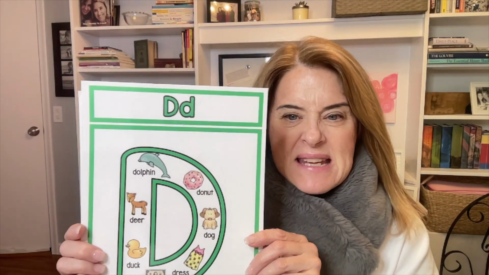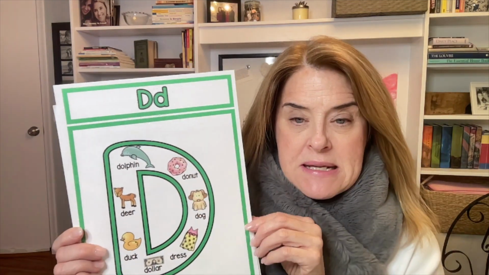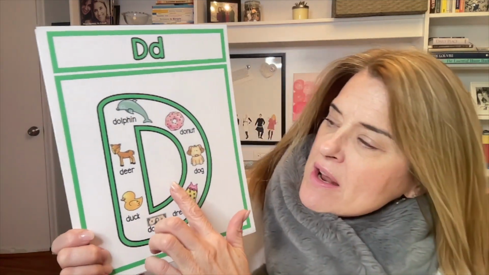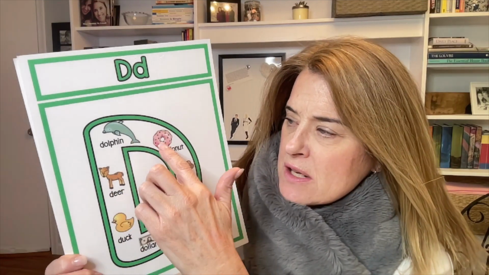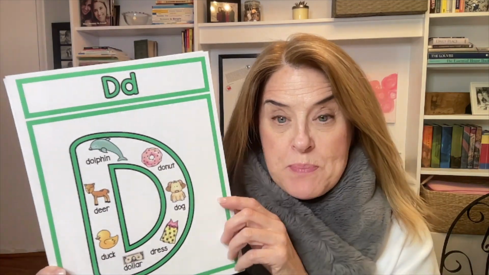And sometimes they'll actually guess. And I'll say, it is a D. And this is what uppercase D looks like and lowercase d looks like. This is uppercase D. D makes a duh sound. And then I'll go through, listen, it's for words like duh, dolphin, donut, dog, dress, dollar, duck, and deer. So I go through these pictures.